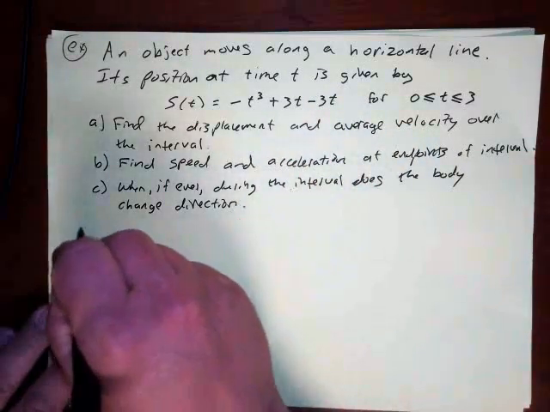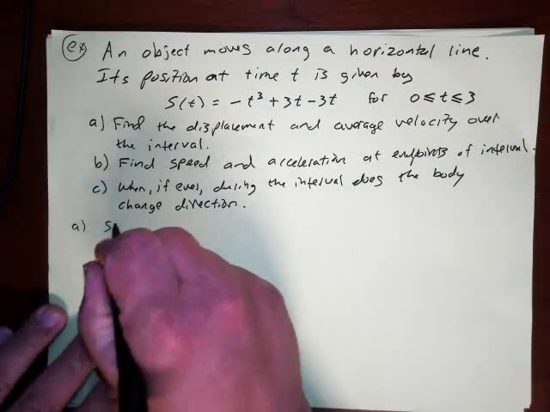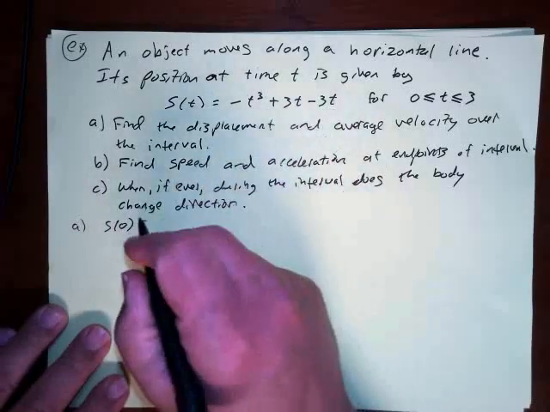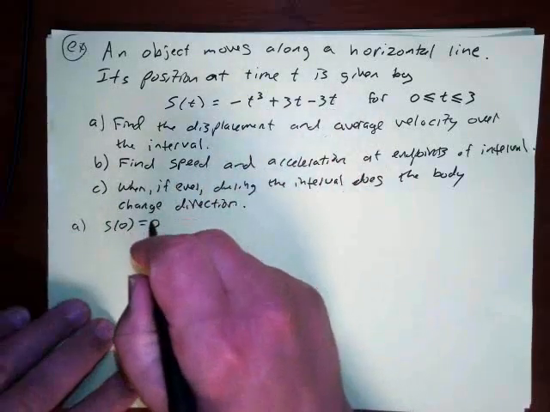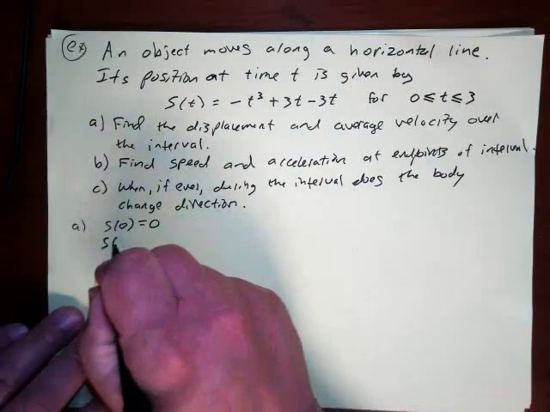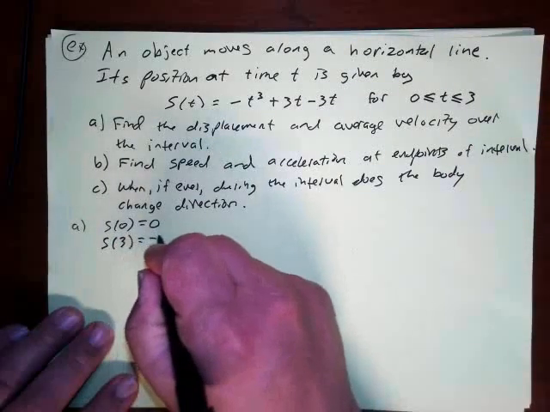So for part A, the displacement here would just be s of 0. If I plugged in 0 here, I would just get 0, right? And then s of 3, the other endpoint. I'm now going to place 3 in here.